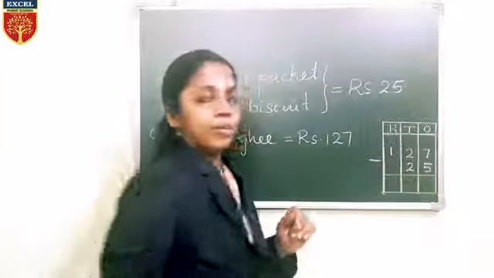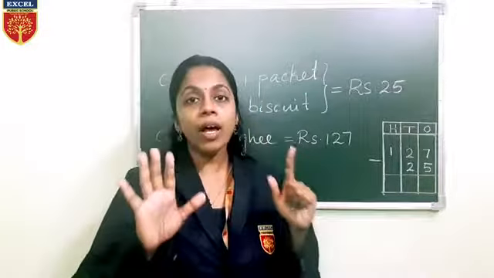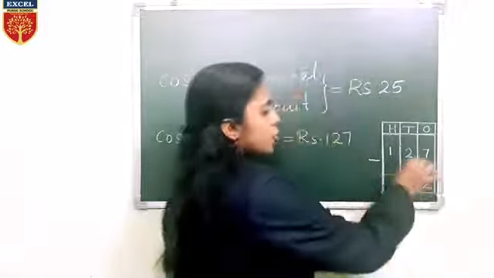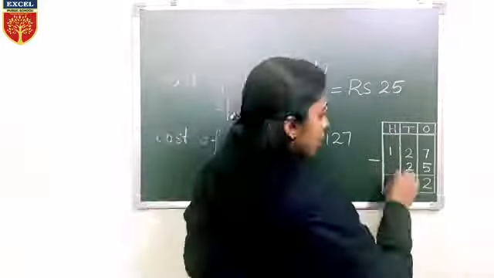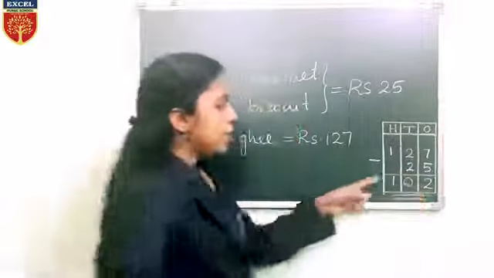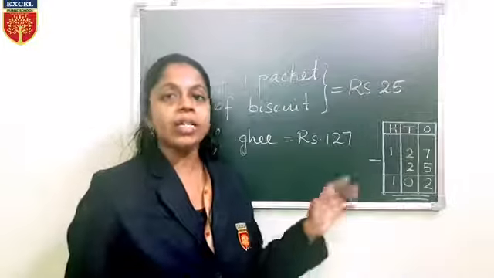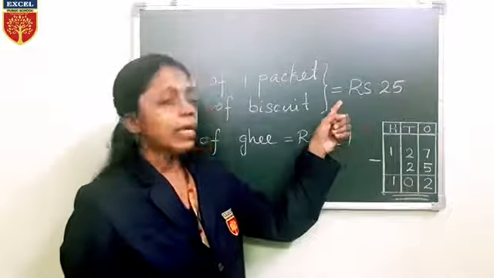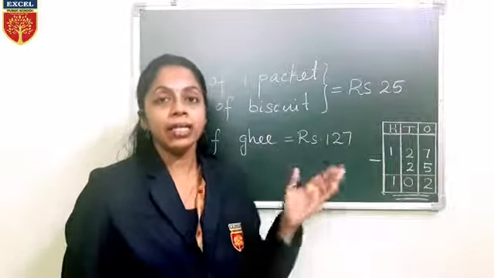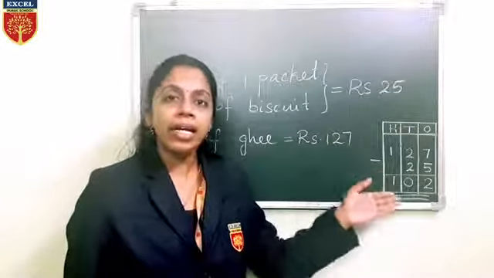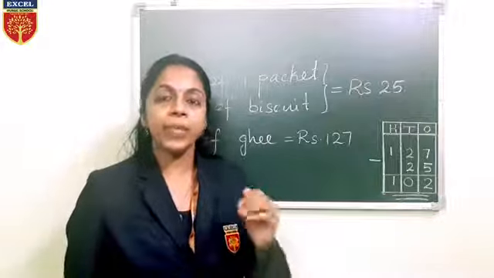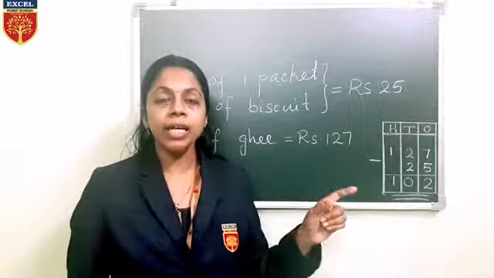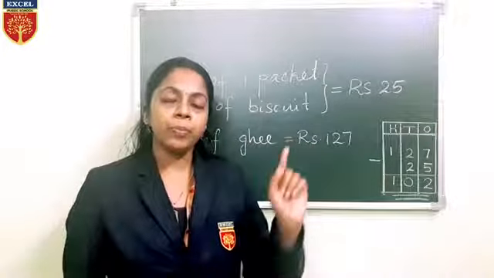7 minus 5. Fold 5 fingers. Balance 2. 2 minus 2, 0. Then 1. So the answer is 102. Ghee is 102 rupees costlier than biscuit. Which means the girl Sangeeta said the correct answer. So there you put a tick. Can you see the question over there? Yes, in that box you put a tick.